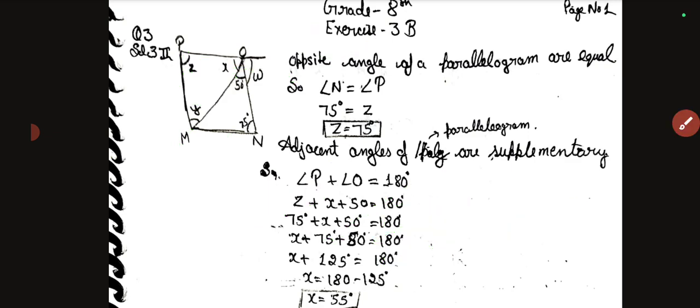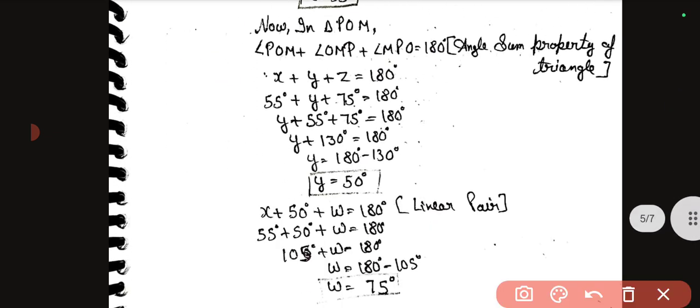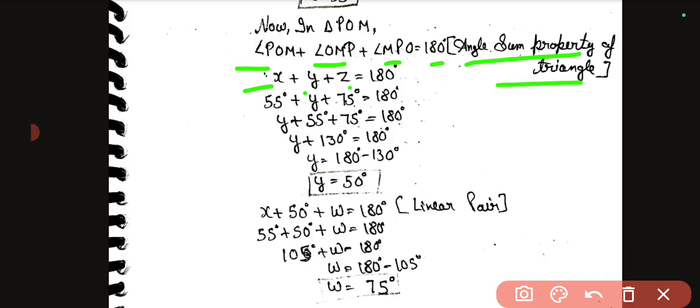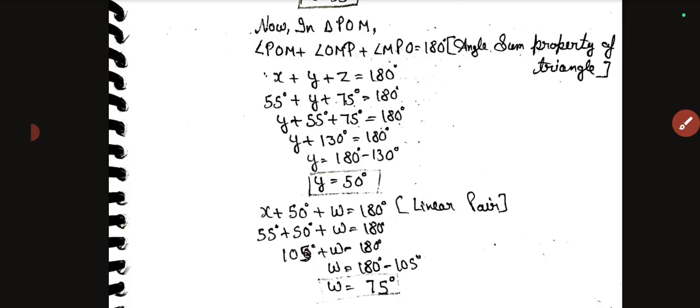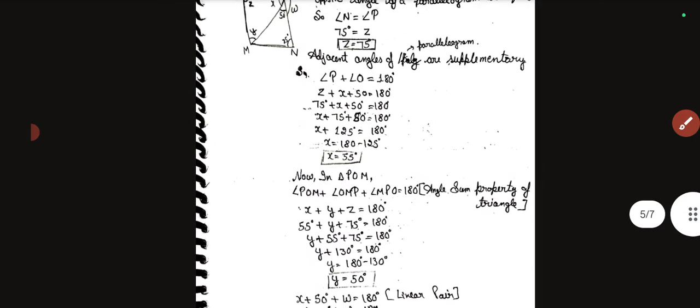So in solution, how can you write: angle POM, OMP, MPO is equal to 180. Why? Because of the angle sum property of triangle. x plus y plus z is equal to 180. Using the value of x and z from here, you can see value of z is 75, value of x is equal to 55. So x is 55, z is 75, adding both we get 130. Now 180 minus 130 is equal to 50 degrees.